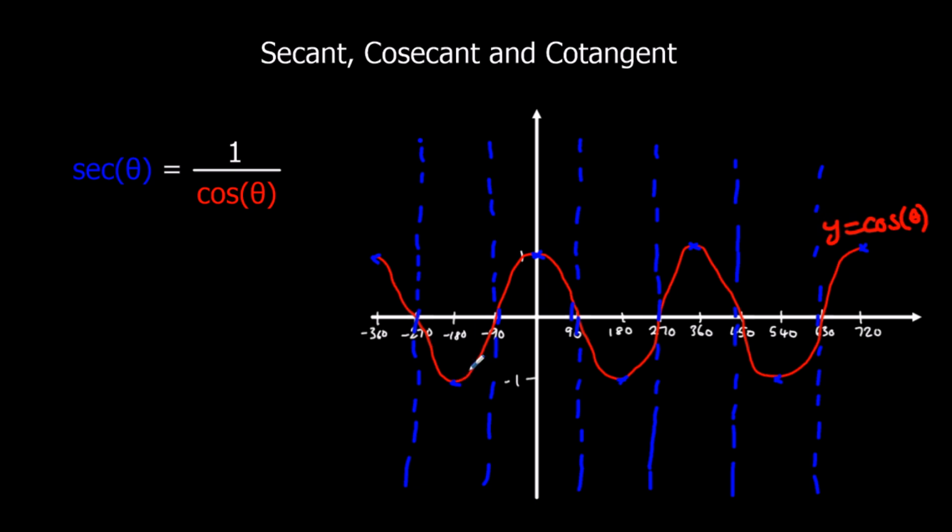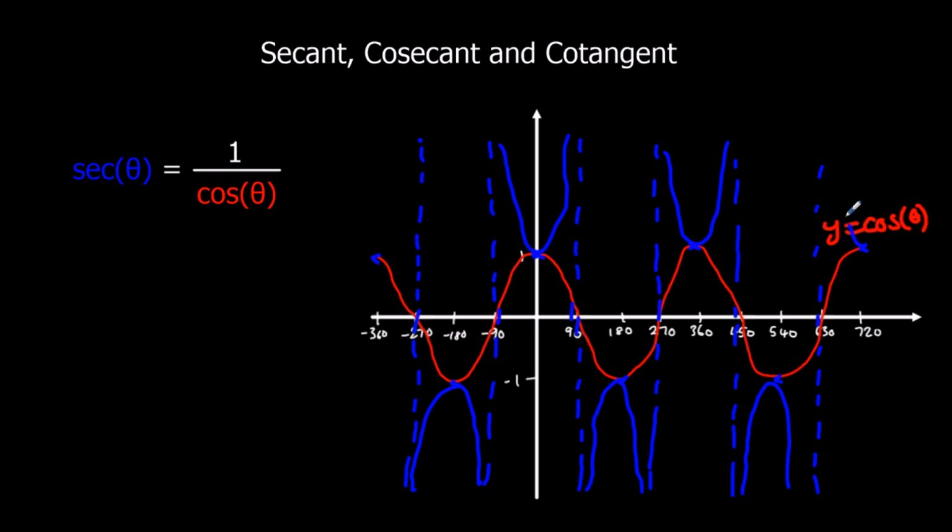Then as cos gets smaller and closer to 0, sec theta will get bigger and bigger. So what we end up with are these kind of U and N shapes coming off the top and the bottom of the cos graph. And wherever we have a minimum for cos, that's a maximum for sec. Wherever we have a maximum for cos, that's a minimum for sec. And it just forms this pattern like so.